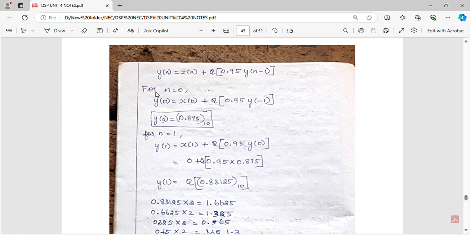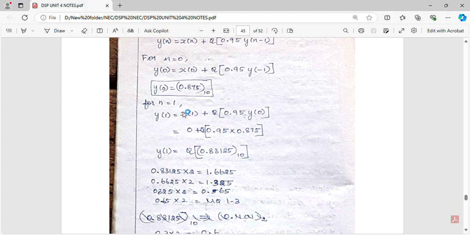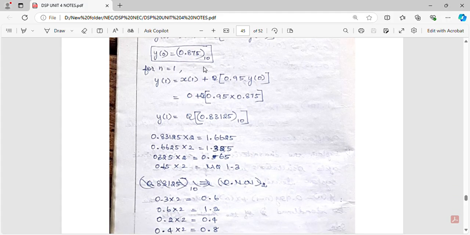We are going to substitute various values for n to calculate the deadband of the filter. First of all, we are going to solve it for n is equal to 0. Replace n with 0, that is y of 0 is equal to x of 0 plus 0.95 into y of 0 minus 1, that is y of n minus 1. For y of n minus 1, we do not have any value present in the question, and for x of n we have the value. If you substitute n is equal to 0, then x of 0 is equal to 0.875, which is given in the problem. Therefore we have substituted that value, and we have obtained the value of y of 0 as 0.875 in decimal.